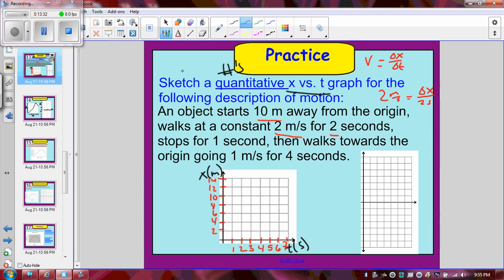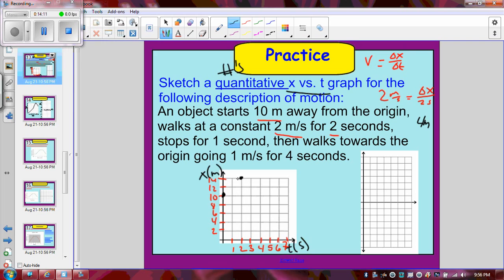Alright, now that we have everything labeled, let's go ahead and plot our data points. An object starts at 10 meters. So at time equals 0 seconds, the object is already at the 10 meter mark away from the origin. Then it says the object walks at a constant 2 meters per second for 2 seconds. Couple different ways you can look at this. The first way is the way we've already gone over, and that is in 2 seconds the object is now 4 meters away from the starting point. And if the object started at 10 meters, at 2 seconds it's now at the 14 meter mark.